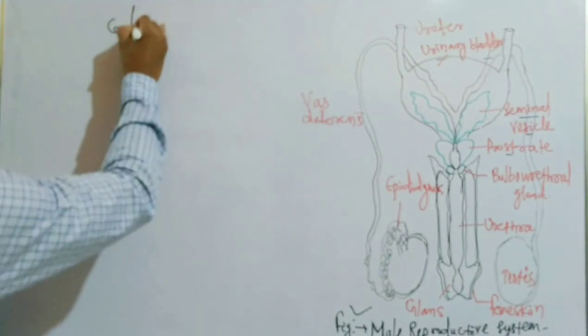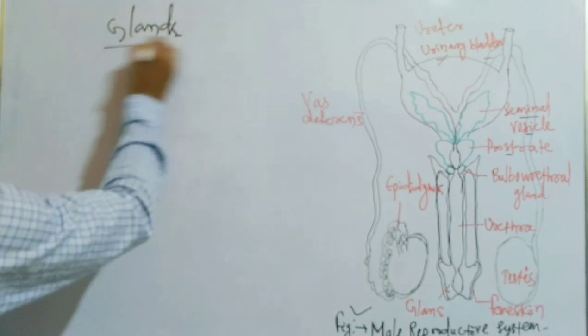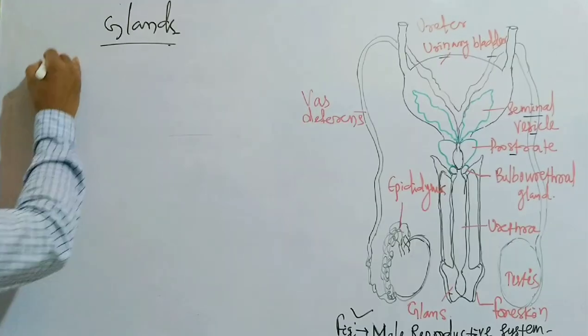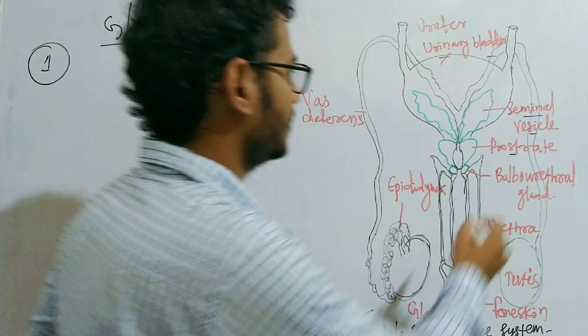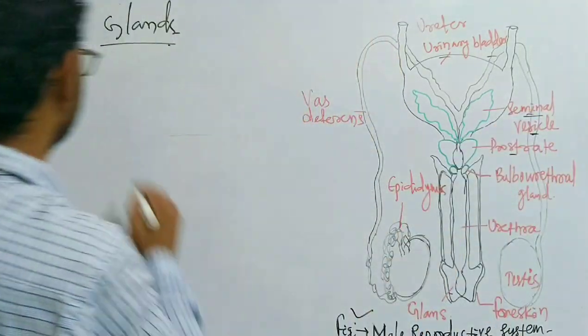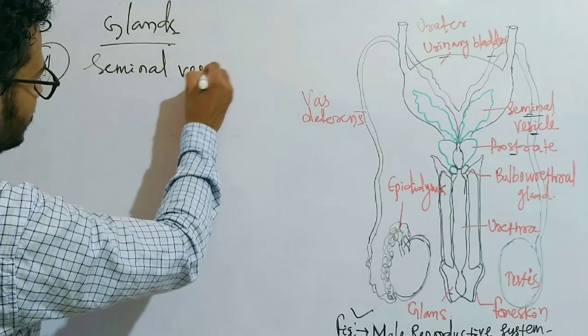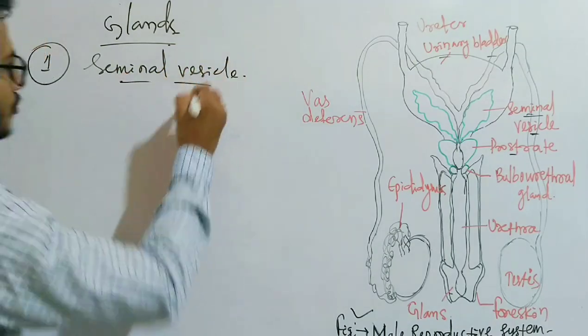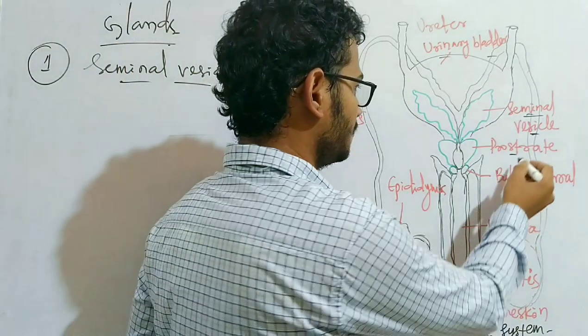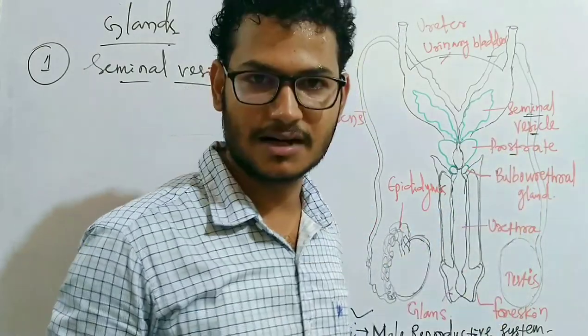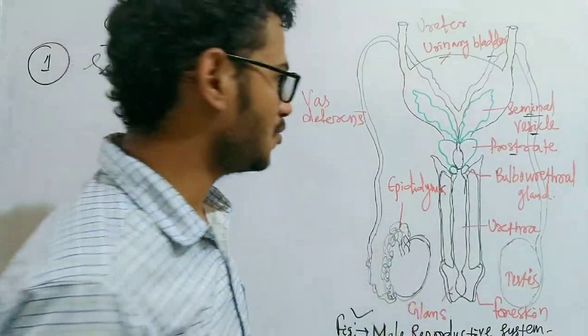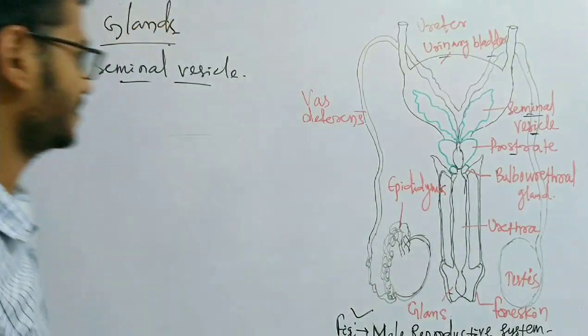So what are the different glands associated with the male reproductive system? Number 1 is the seminal vesicle. The other glands are the prostate gland and the bulbourethral gland. We will discuss one by one, starting from the seminal vesicle.